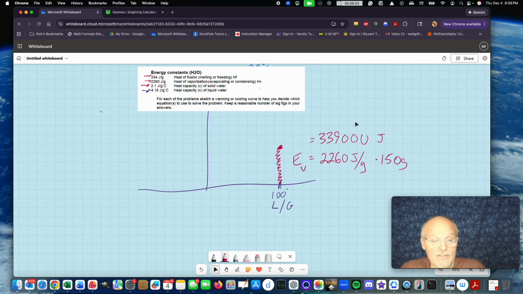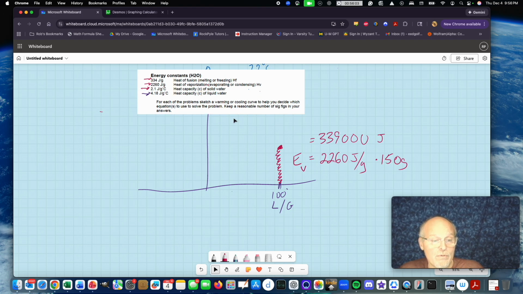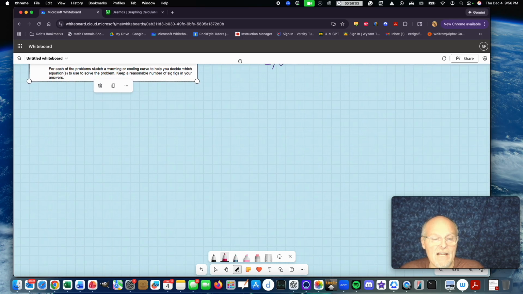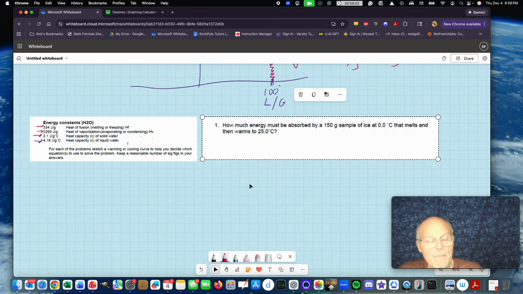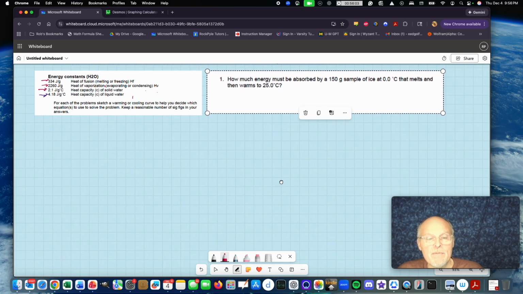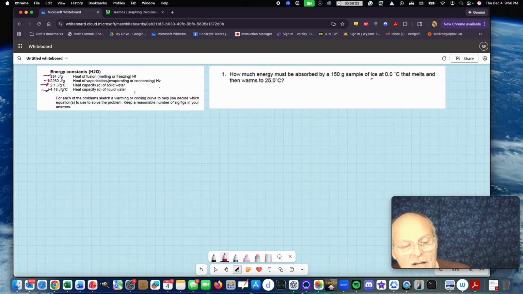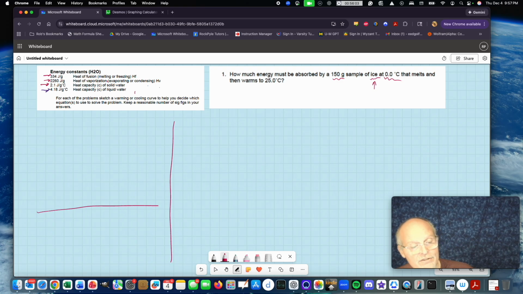So now let's take a look at some problems where we are going to combine these things and have to follow the energy. And I've got my problem. How much energy must be absorbed by a 150 gram sample of ice? So there's my weight, there's my phase, and my initial temperature. So energy must be absorbed, meaning I'm adding energy. So I will draw my graph, my energy line and my temperature line.